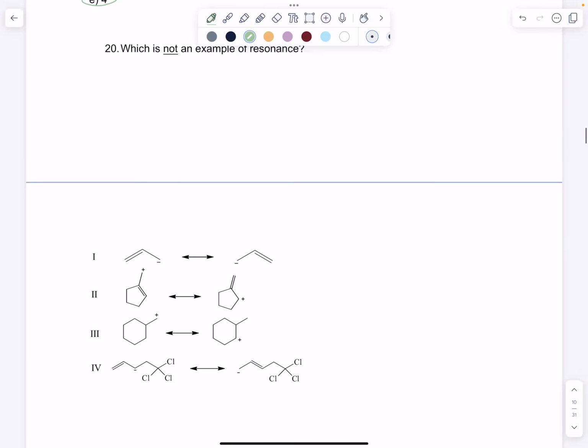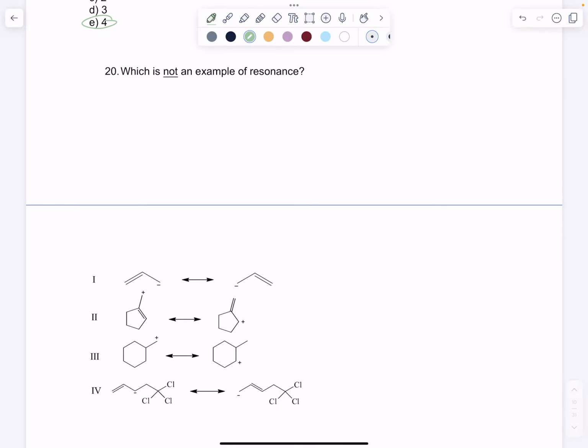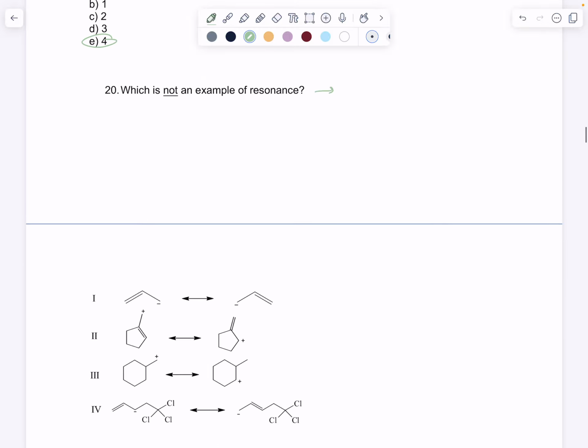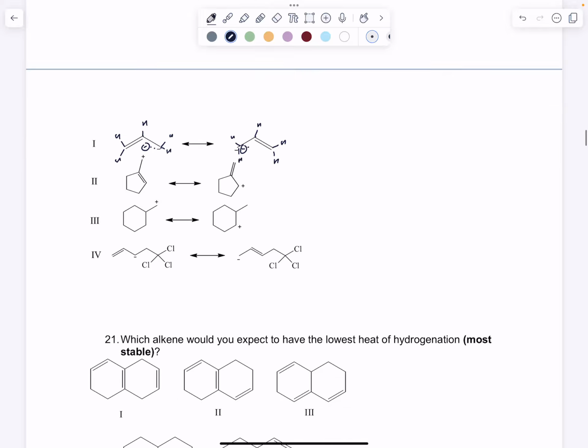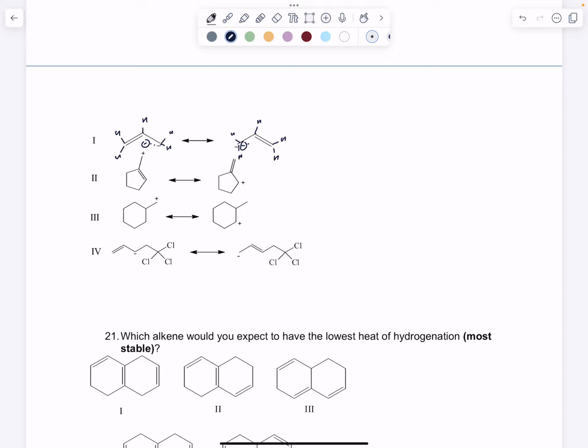Okay. Which of the following is not an example of resonance? Okay, so basic resonance rules. Atoms can't move. So the first thing I'm going to look for is, did any atoms move? The big thing that typically moves is an implied hydrogen. So I'm going to draw my implied hydrogens in here. This has a negative charge, so it must have a lone pair. So that's why I didn't draw a third hydrogen there. Okay, this one has a carbocation, so there'd be 2 hydrogens here and 1 here. 2 hydrogens here still and 1 here still.